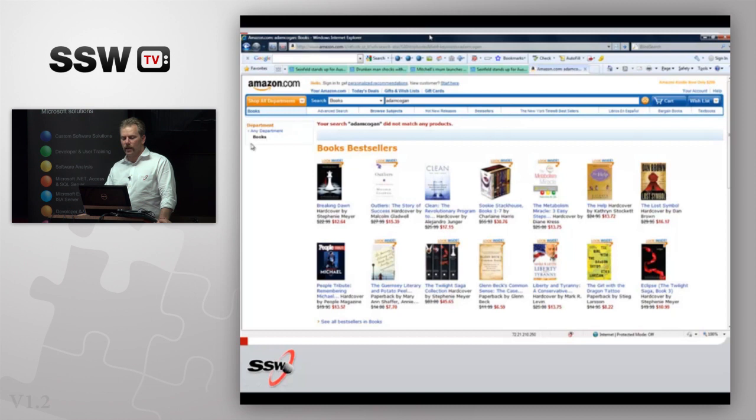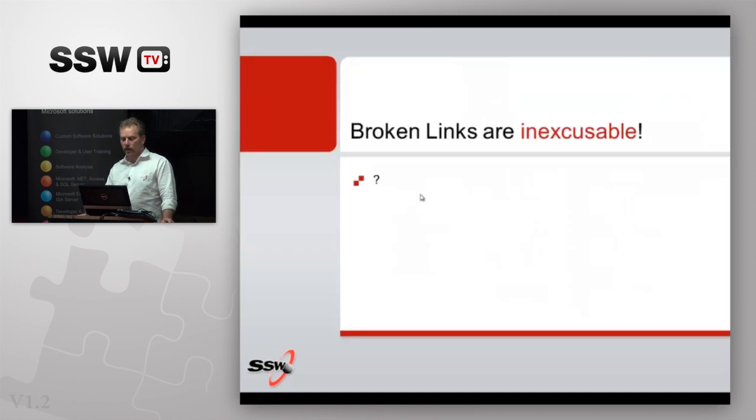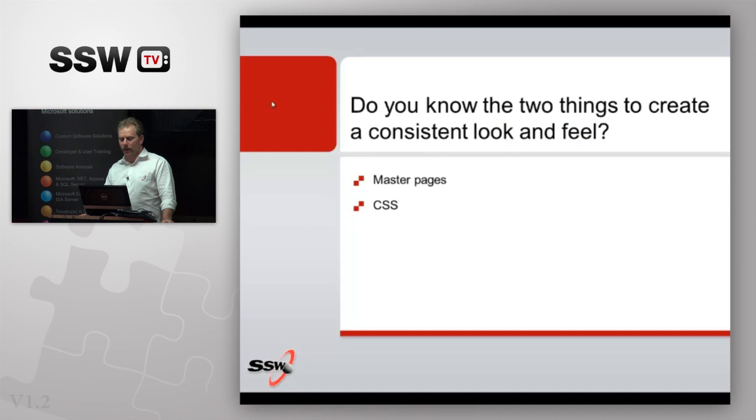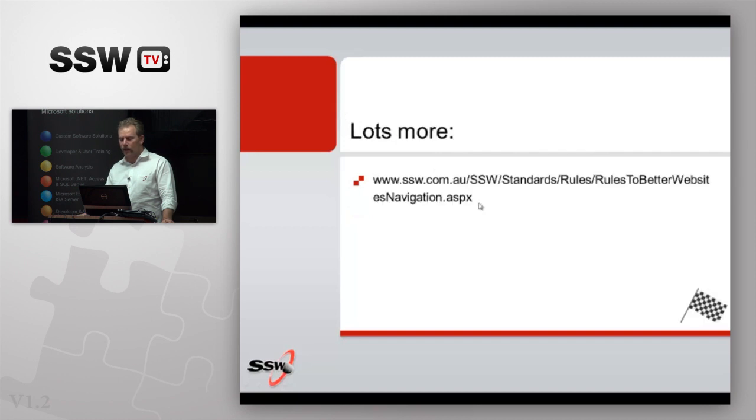Yeah, so I think they always offer the closest things, and the easiest way to do that is with Lucene. Or if you can't find anything, just show them the most common products. Broken links are inexcusable; get Link Auditor from an awesome company. Do you know the couple of things to make a consistent look and feel? Master pages and CSS. Use them, and there are lots more links about that stuff.